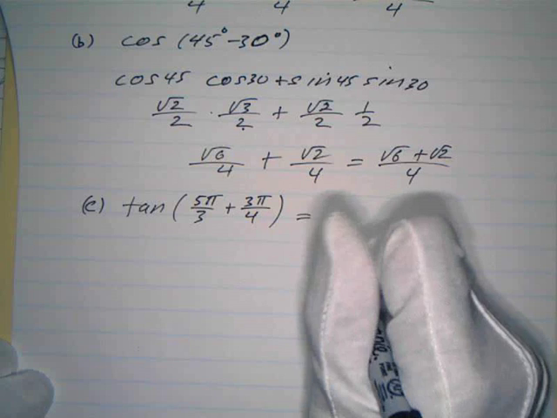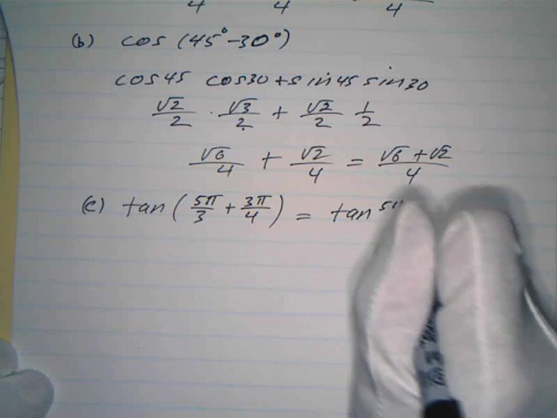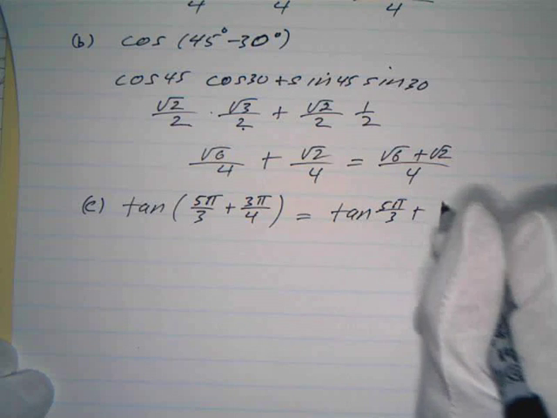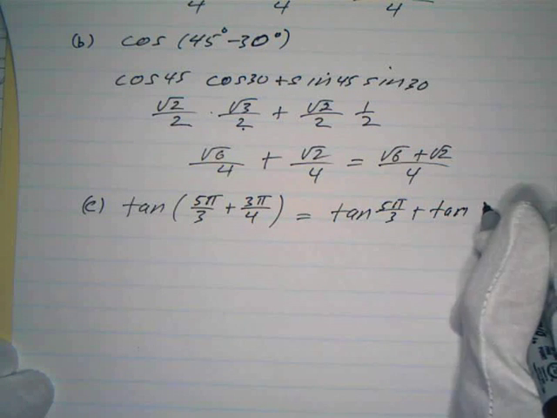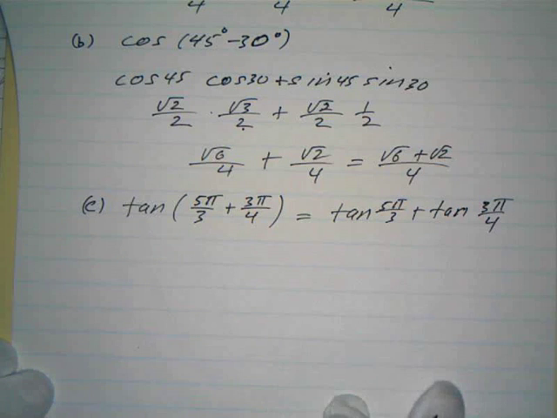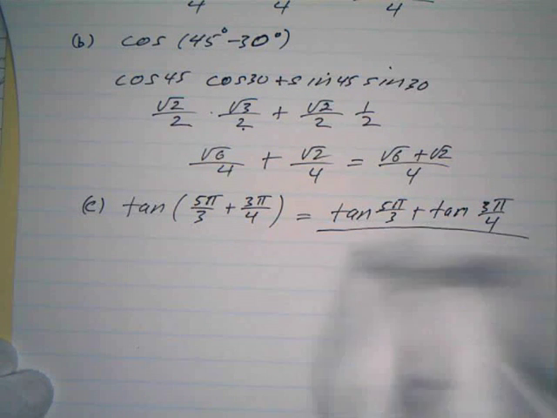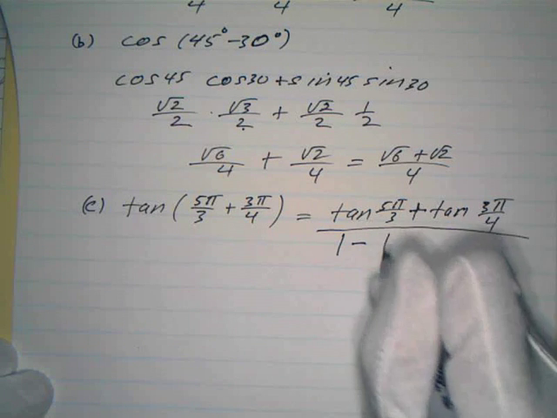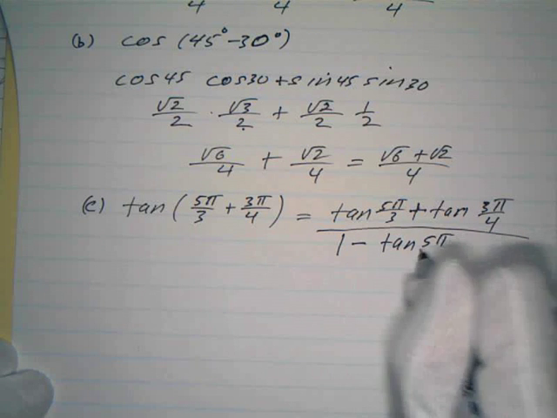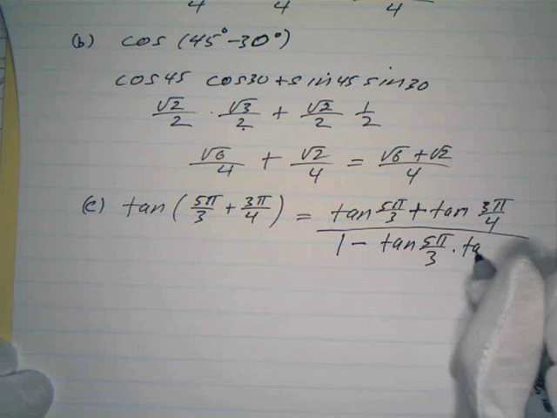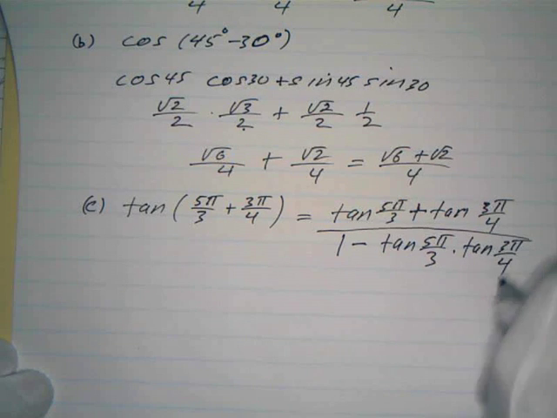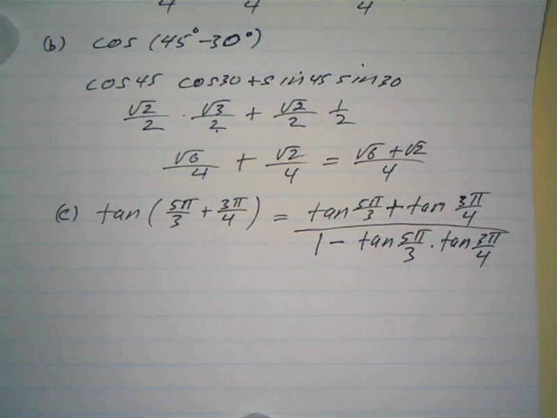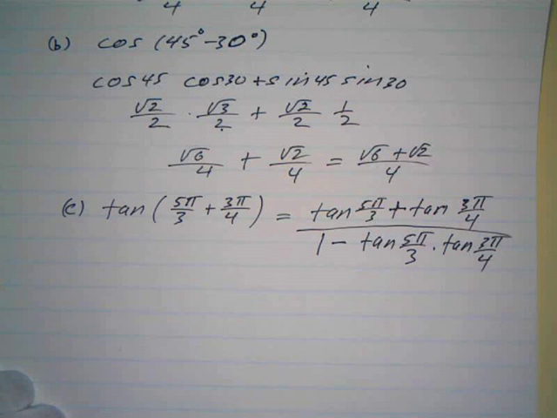So this is going to be just the tangent, and it looks almost like distributing this, although it isn't. This would be the tangent of 5 pi over 3 plus the tangent of 3 pi over 4, all divided by 1, and this is minus, the opposite sign here, and then just the product of the tangent of 5 pi over 3 times the tangent of 3 pi over 4. I have to use our quadrants here and be careful.